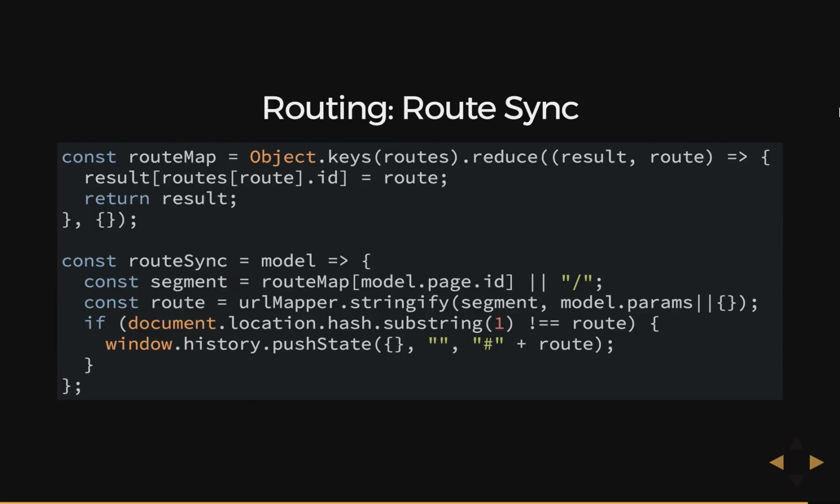We can easily create a reverse lookup. So we'll take all our IDs of our pages and we'll map those to the corresponding route. Then, every time the model changes, we can look at the model page ID, find the corresponding route segment, and then use URL mapper stringify to turn that into a final route by passing in the parameters. Then we look at the document location hash, and if it doesn't match what the route's supposed to be, we can just set it with window.history.pushState.